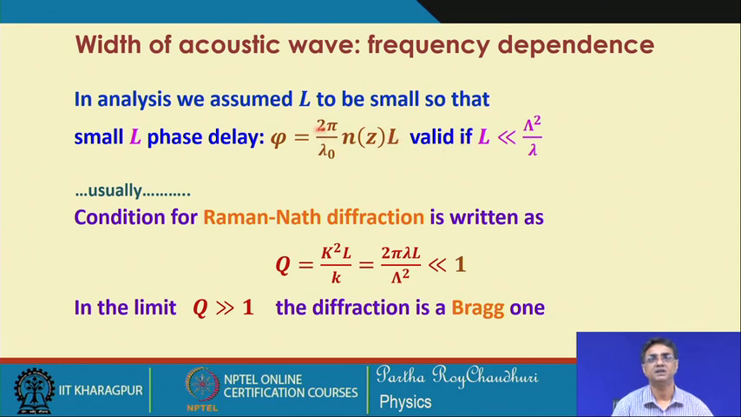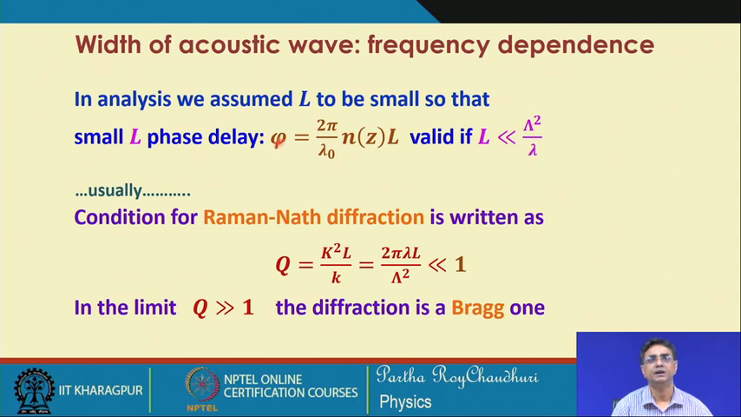And this expression will be valid if L is much less than capital lambda square by lambda. This is the wavelength of the acoustic wave, and this is the wavelength of the light, and this L is the width of the acoustic wave. So, this relation gives you the phase delay. What will be the phase delay?